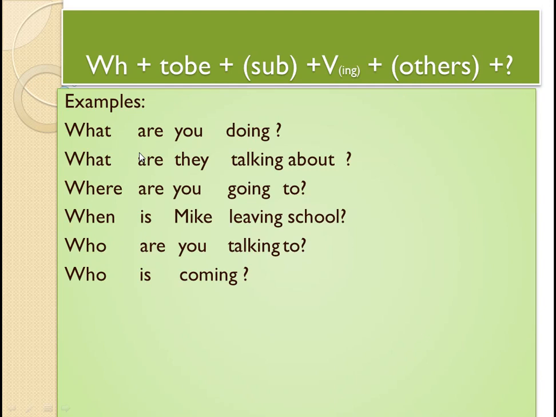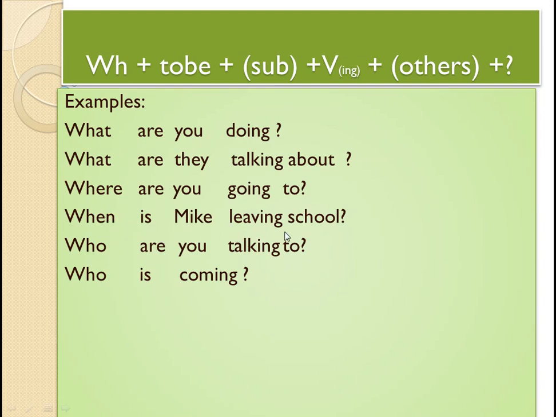And one more, what are they talking about? You can ask your friend or other people about the third person plural, what they are doing. You want to know what they are doing. This one, where are you going to? Where we use where to ask about the place, to know about the place here. And when we use when to ask about the time.